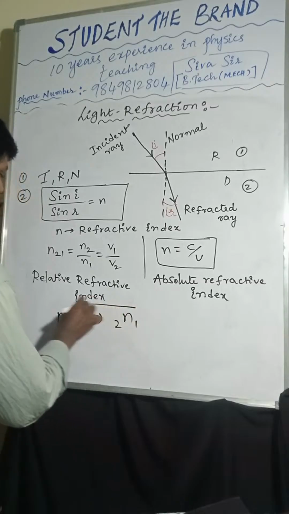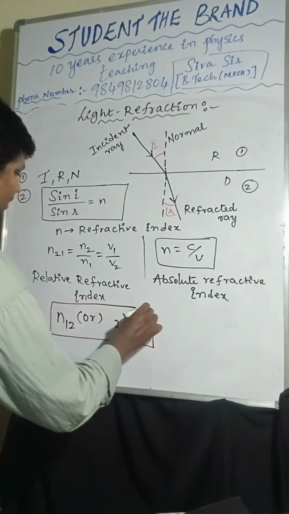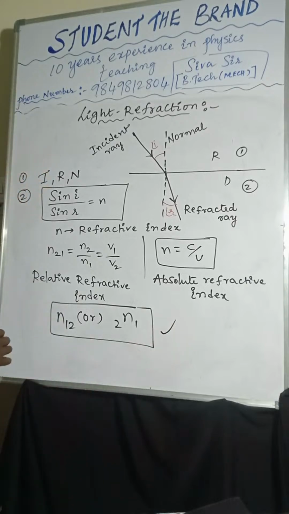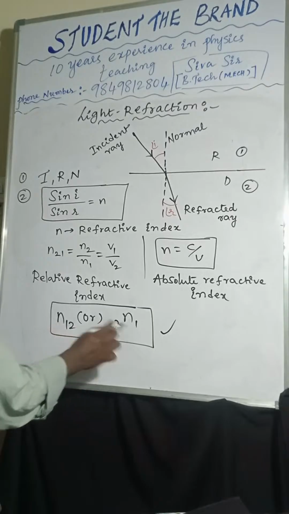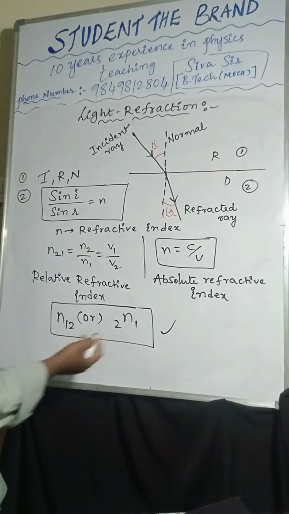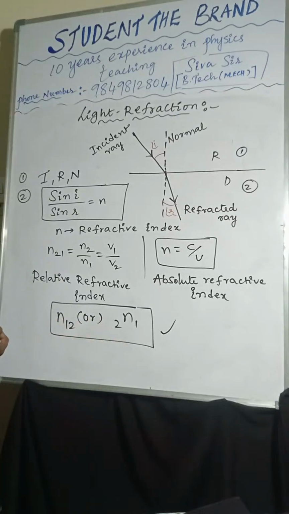This is very, very important in problems and in MCQs. So make sure that you remember this. Either we can write in this way or in this way also. Both are equal. Any one we can follow.